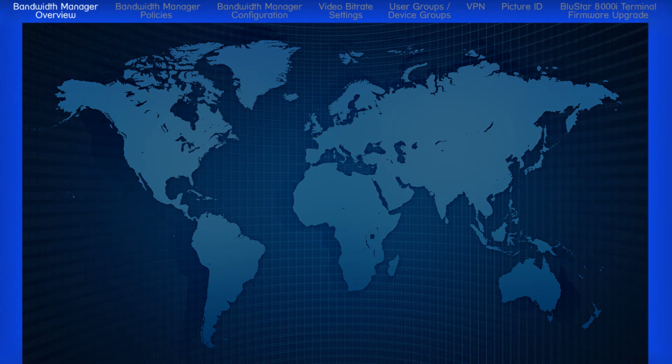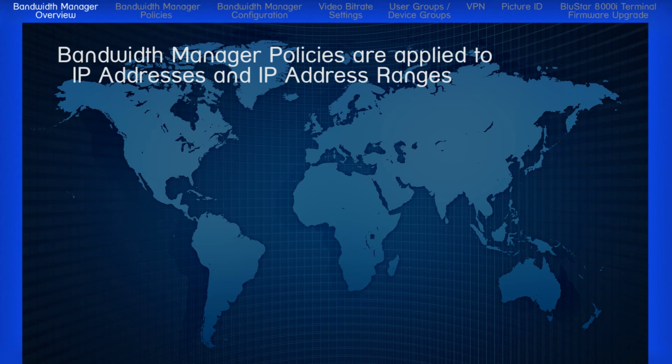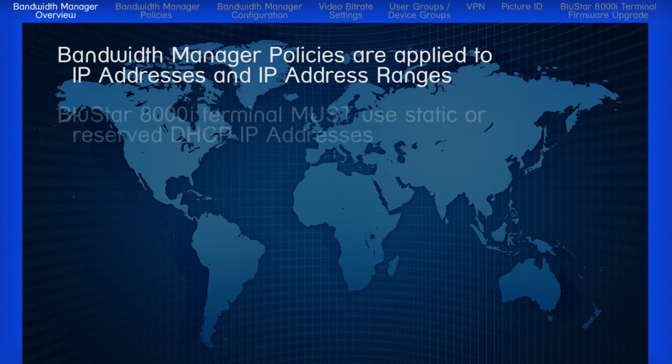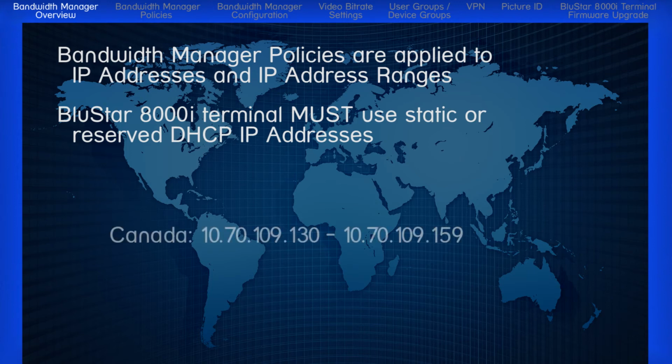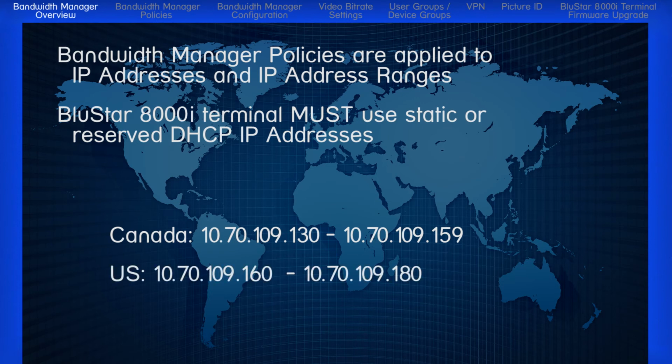One last thing I need to tell you before we begin is that Bandwidth Manager policies are applied to IP addresses and IP address ranges. This means that IP addresses of the BluStar 8000i terminals must use static or reserved DHCP addresses. So for my Canada corporate office, my IP address range will be 10.70.109.130 through 10.70.109.159.